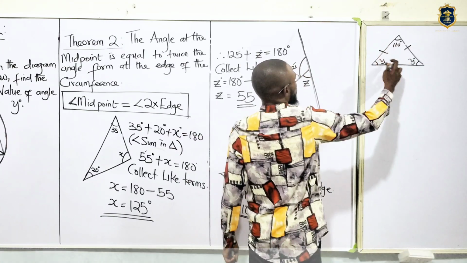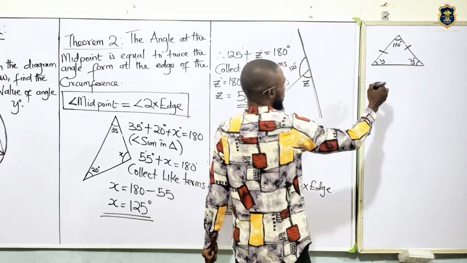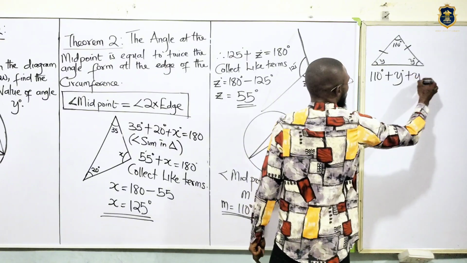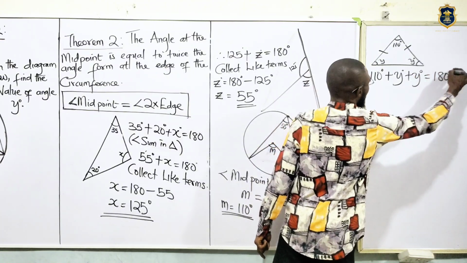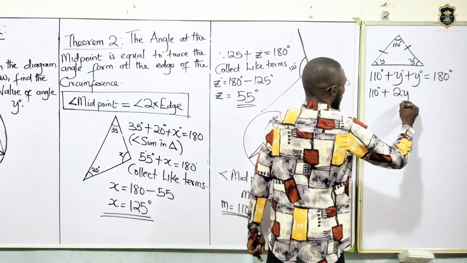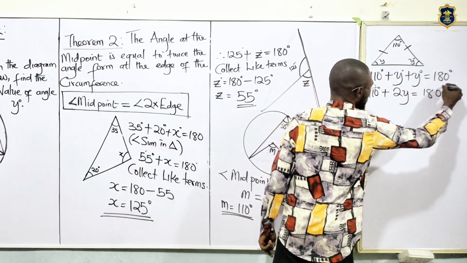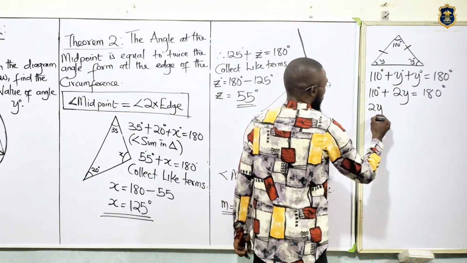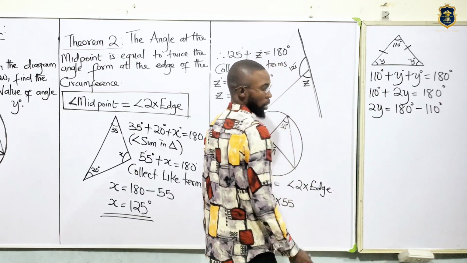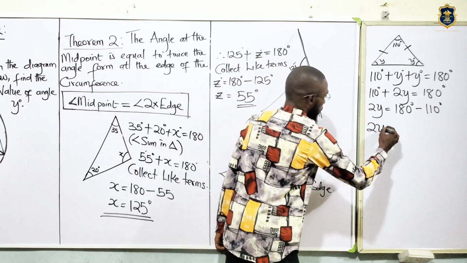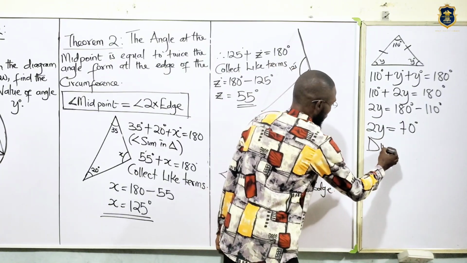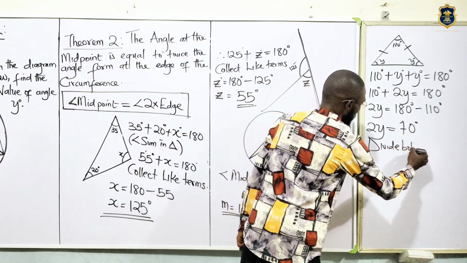We know that the sum of angles in a triangle is equal to 180 degrees. So it becomes 110 degrees plus y plus y is equal to 180 degrees. So we can say 110 degrees plus 2y is equal to 180 degrees. So 2y is equal to 180 degrees minus 110 degrees. I'm sure you understand what we're doing. So 2y is equal to 70 degrees.